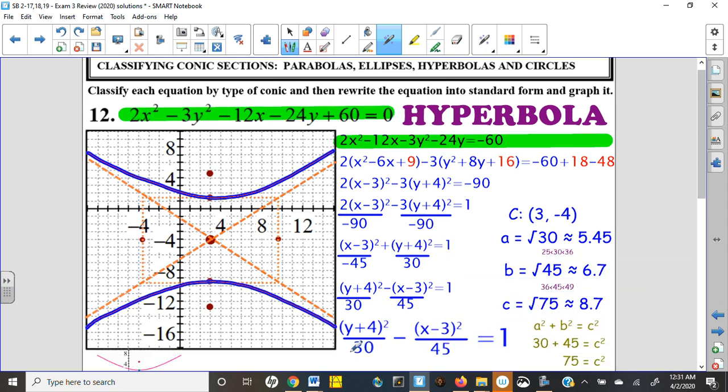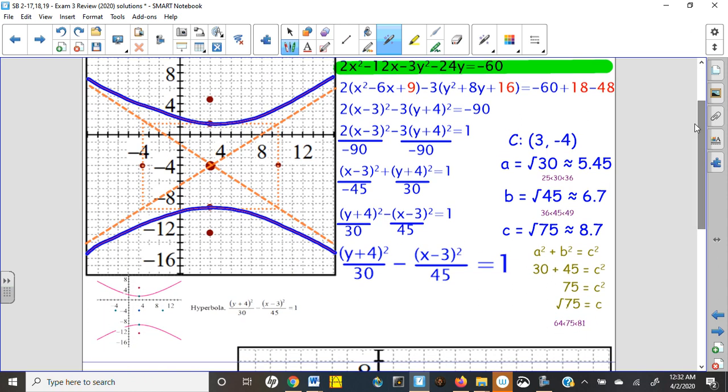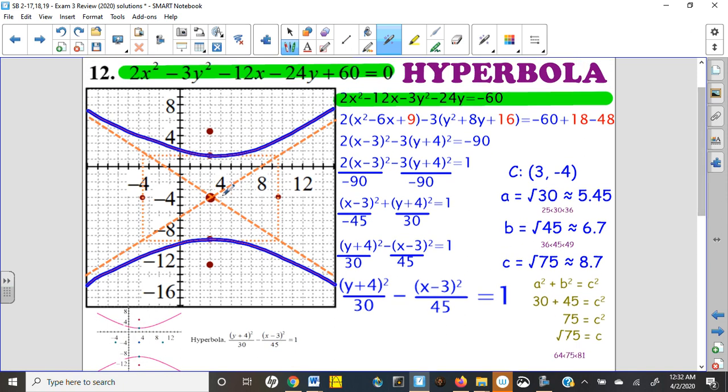And so, a squared is 30, b squared is 45. 30 plus 45 is 75, which is between root 64 and root 81. So we're talking about a focal length that is greater than 8, less than 9. 75 is a little closer to 81. So I think we're going to be just a little bit closer to 9 than we are to 8, maybe 8.7, 8.8 right in there. Okay. And that's where the values come from.